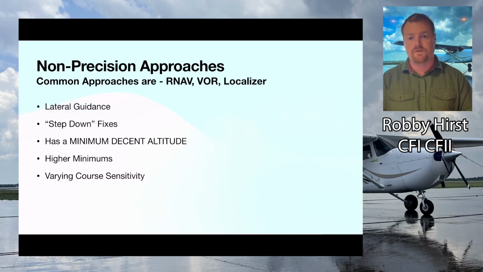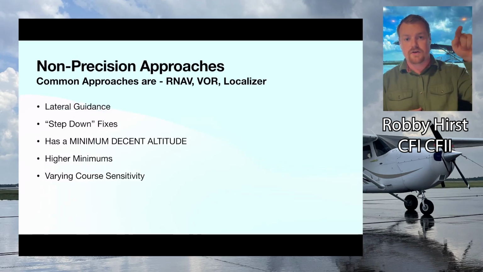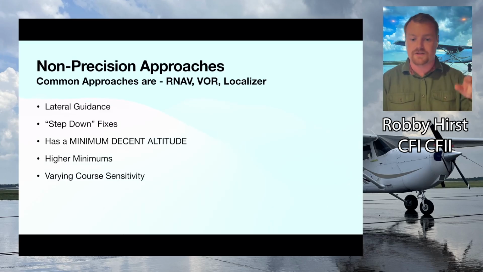Those that do not provide vertical guidance will have step down fixes. And so rather than flying this beautiful, smooth slope on the way down, you're going to do this more jagged, flying down to your minimums for each fix. We're going to look at an approach plate here in a minute. It'll make more sense in a second.